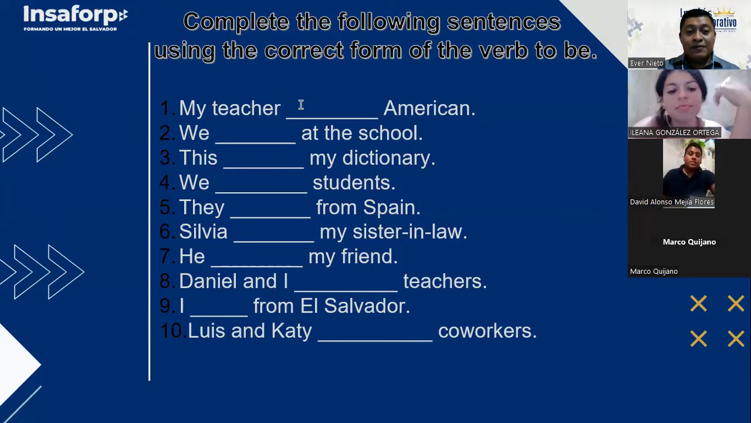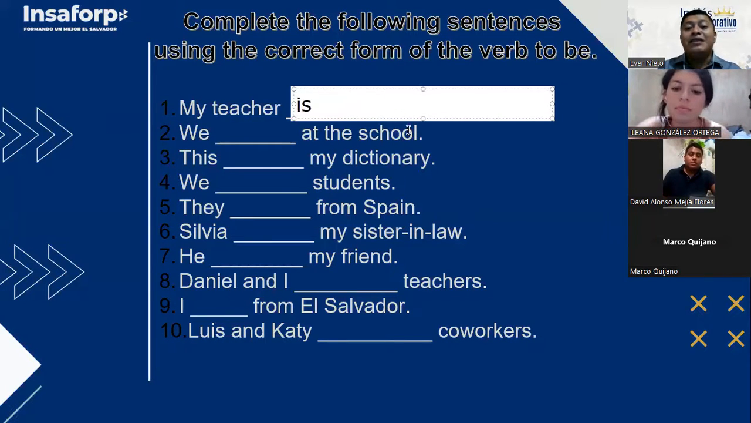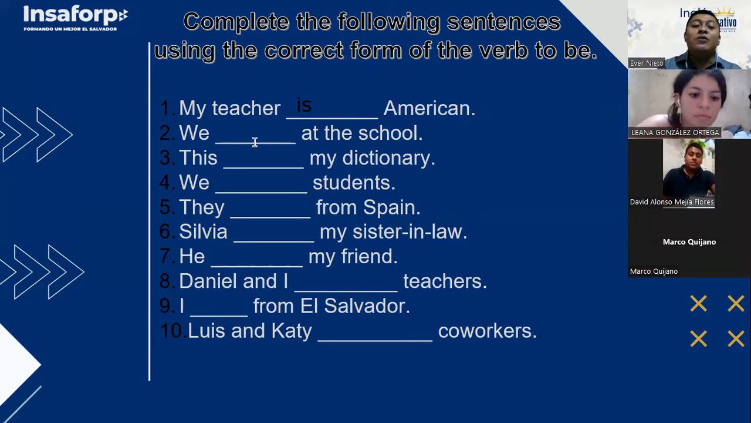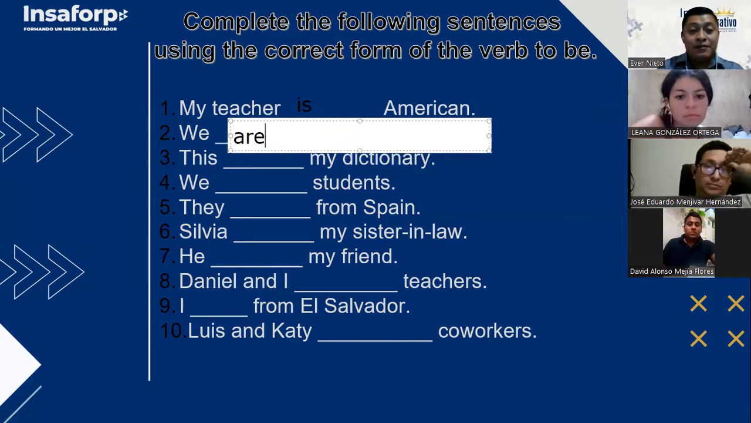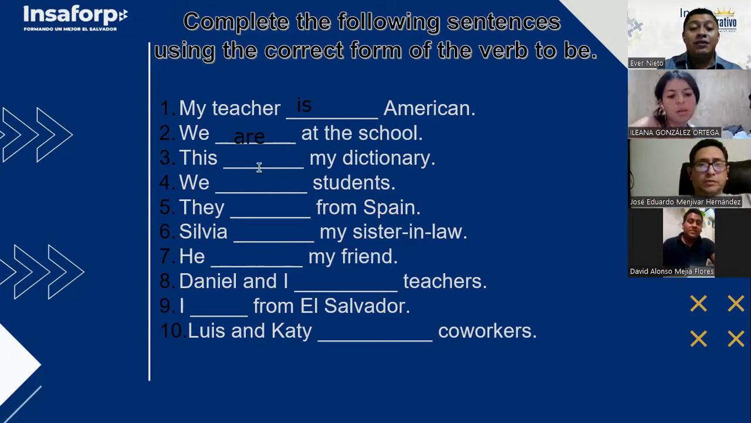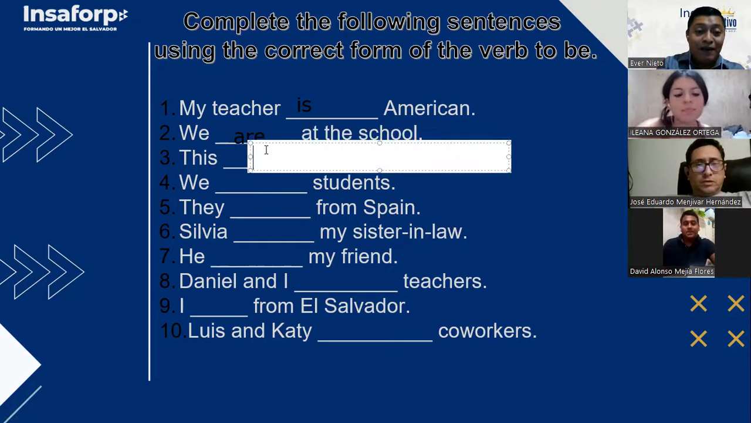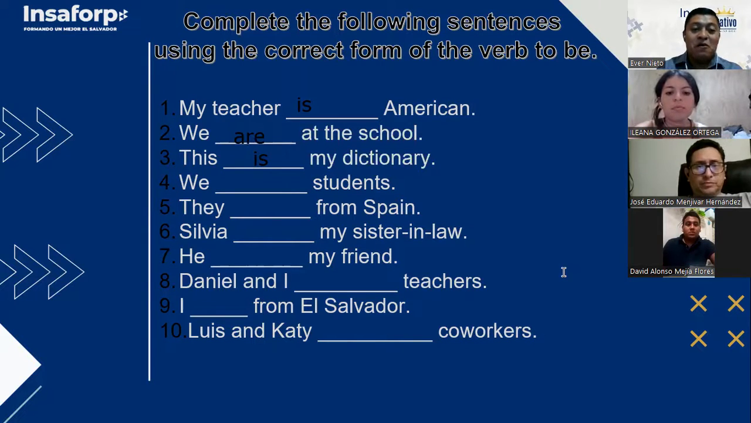Is. Okay, so is. Yes, you're right. My teacher is American. Number two, we are. Perfect. We are at the school. The next, this is. Okay, very good job. Thank you. This is my dictionary.